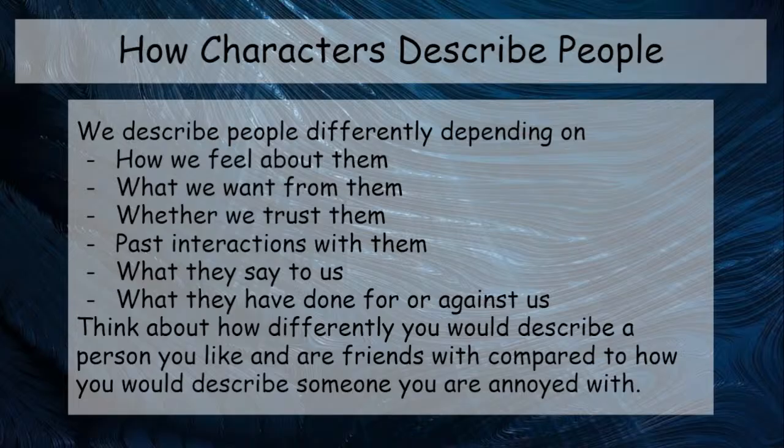And these things are based on how you feel about them, and on what you want from them, like whether you want something from them or if they have something that you need. Whether you trust them is also based on your past interactions with them and what they have said to you. If they have done good things to you, then you would like them and you would be friends with them, right? If they have done bad things against you, you would be annoyed with them, right? And based on that, you will tell the story in a way that will either support them and make them sound good or go against them because you don't like them as much or you are annoyed with them, right?